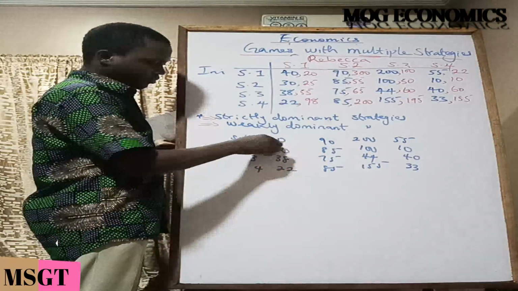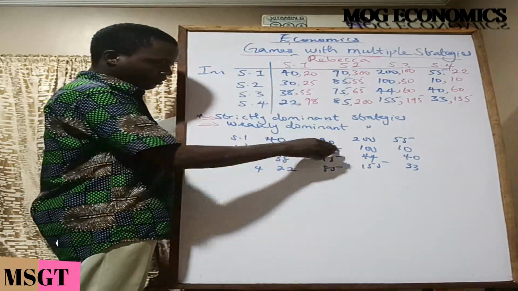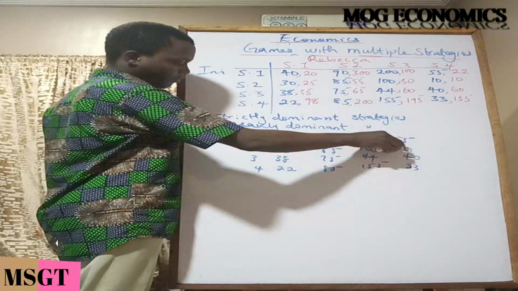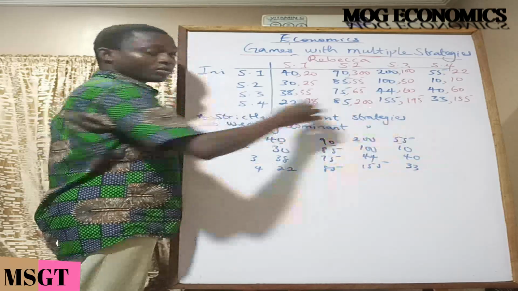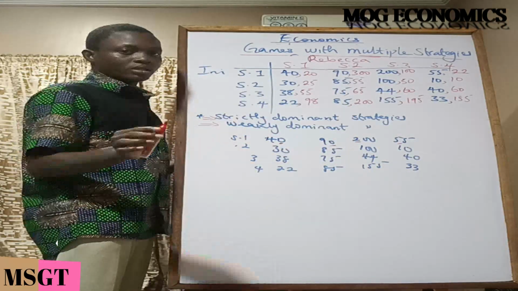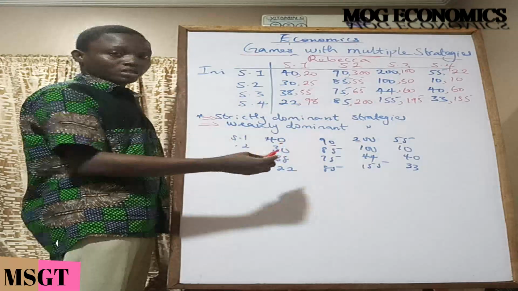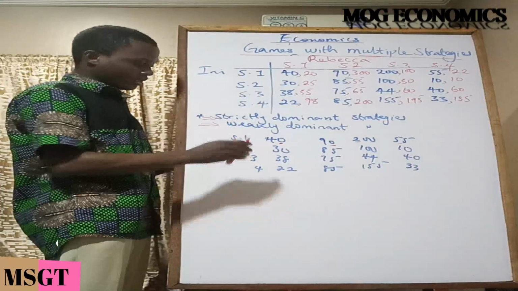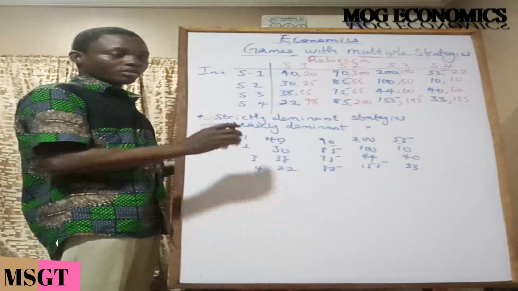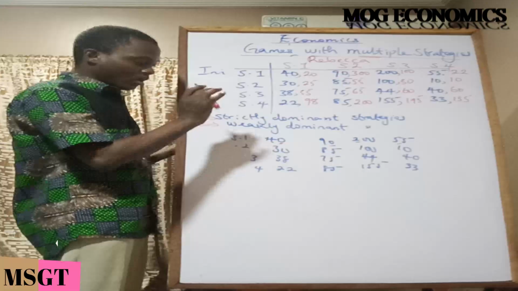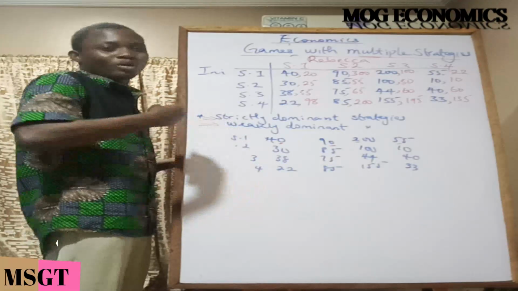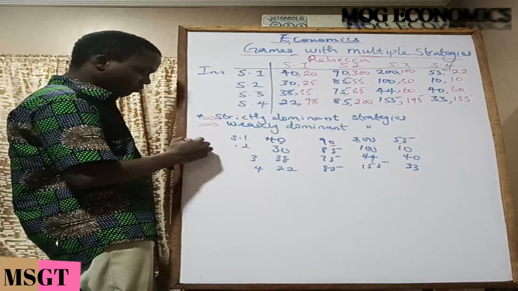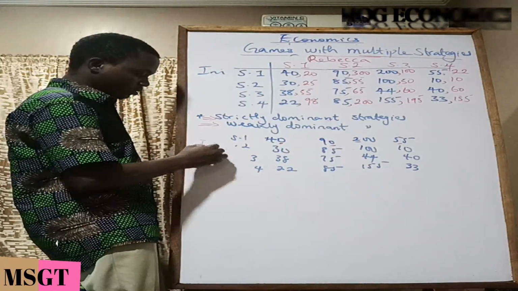Okay, so let's see 40. Then what's the highest number here? 90. The highest number here, 200. The highest number here, 55. So that's it. That means strategy one is strictly better than any other strategy among this set of strategies based on their payoffs. So Ini's strictly dominant strategy is strategy one, because it gives her the maximum payoff among the different sets of strategies. So for Ini, we're choosing strategy one.